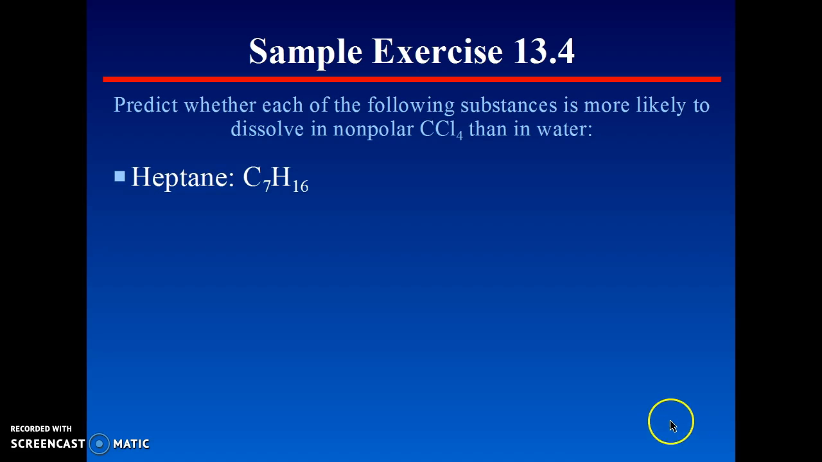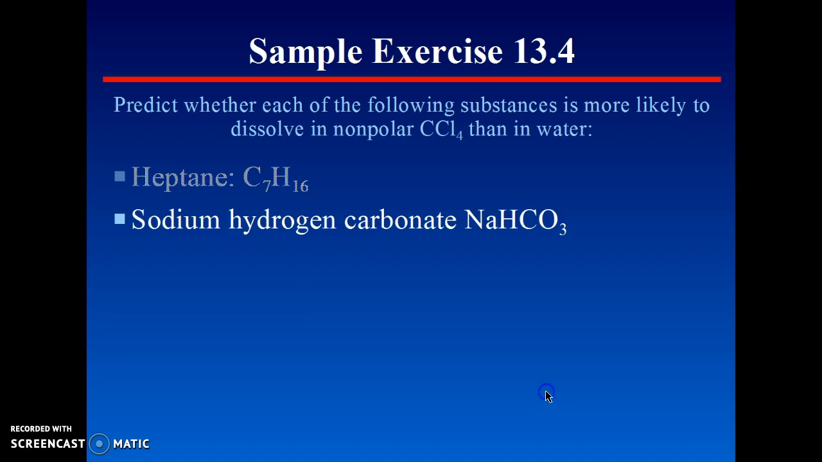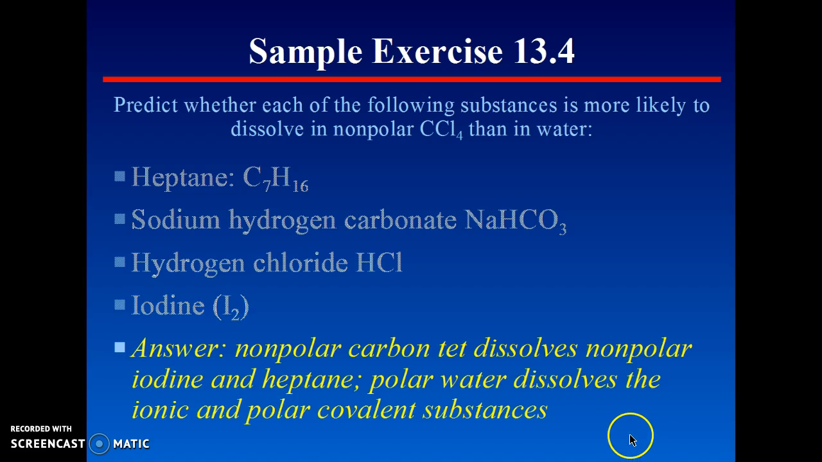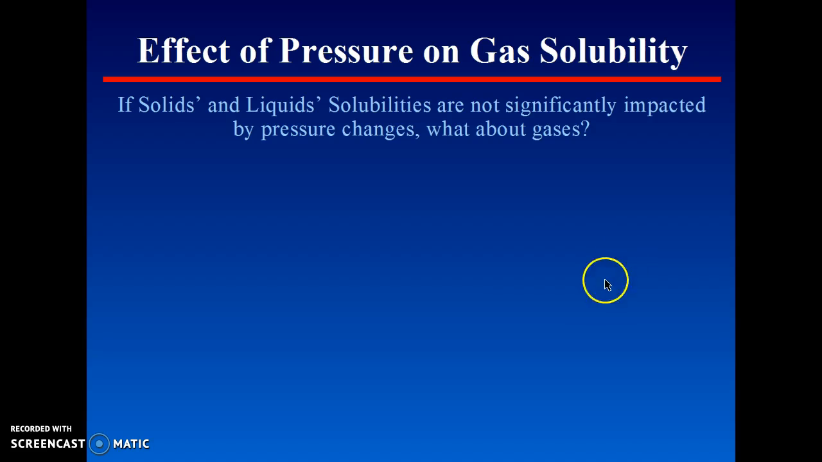So predict whether each of these substances is more likely to dissolve in nonpolar carbon tetrachloride than in water. So we have heptane, sodium hydrogen carbonate, hydrogen chloride, iodine. Answer: nonpolar carbon tetrachloride dissolves nonpolar iodine and heptane. Polar water dissolves the ionic substance sodium hydrogen carbonate, and the hydrochloric acid results from the HCl.